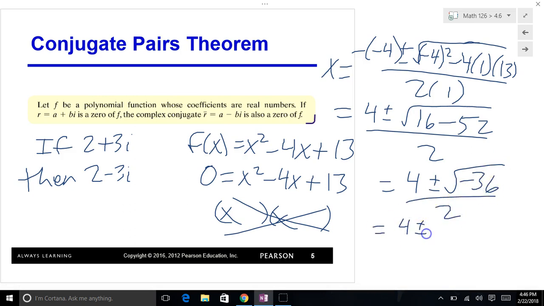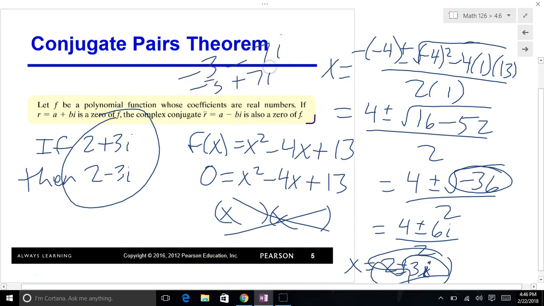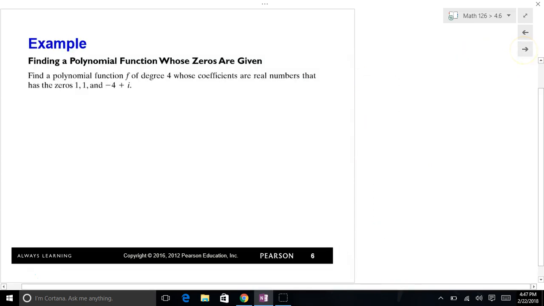So we have 4 plus or minus the square root of negative 36, which is 6i, all over 2. You divide both those by 2, and you get 2 plus or minus 3i. You notice 2 plus 3i and 2 minus 3i are both zeros for that function, x squared minus 4x plus 13. So those come in pairs. If you have negative 3 minus 7i, then you know negative 3 plus 7i is also a zero. That's what this theorem is stating.